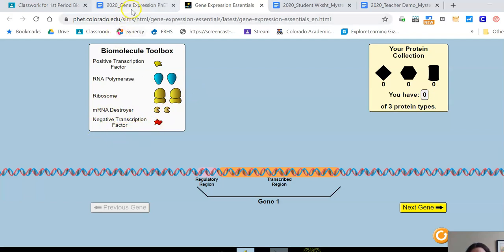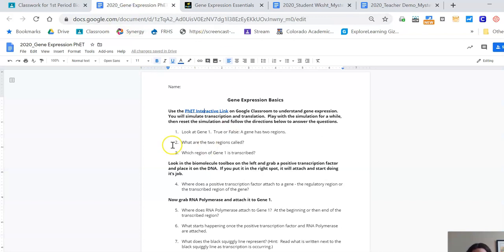So we're just going to do the very beginning. Look in the biomolecule toolbox on the left, grab a positive transcription factor and place it on the DNA. If you put it in the right spot, it will attach and start doing its job. So we're going to find a positive transcription factor, and we're going to go ahead and place it on the DNA. And then it says to grab the RNA polymerase and attach it to the gene.